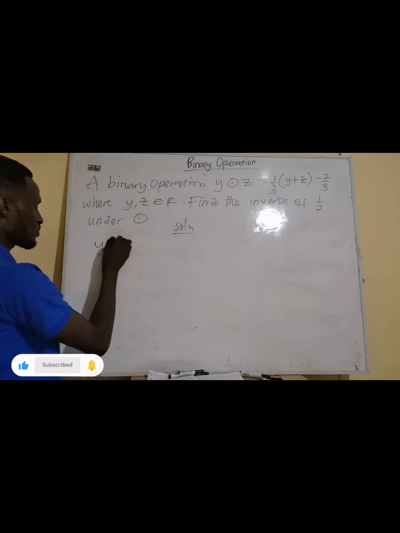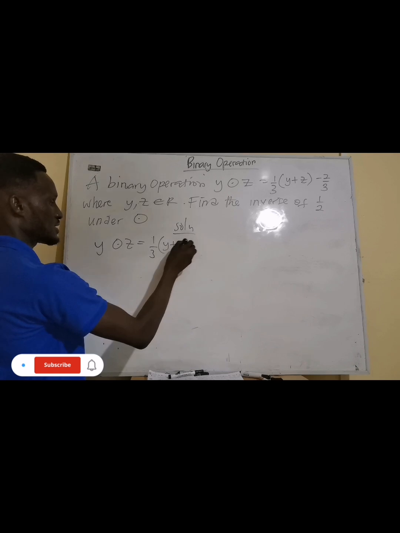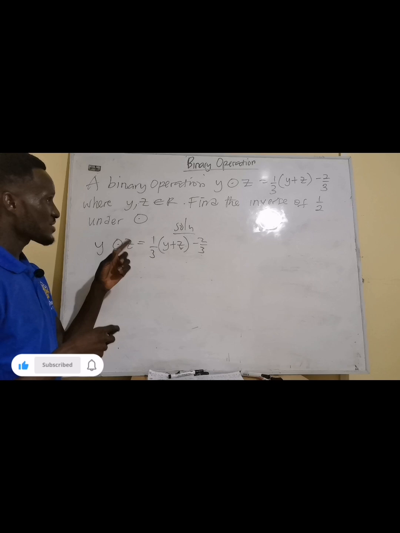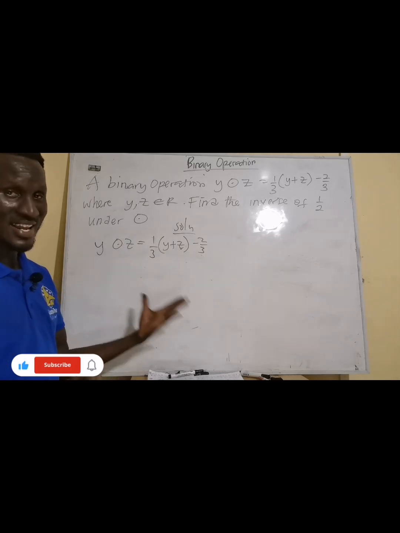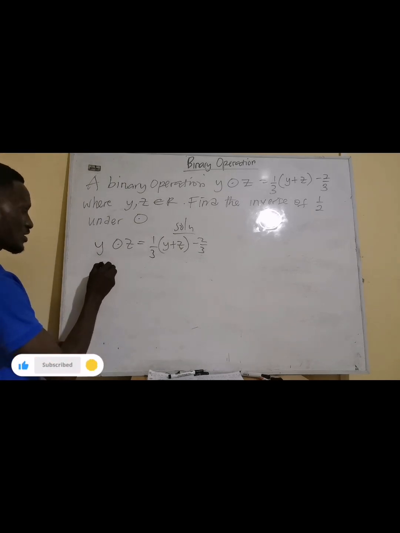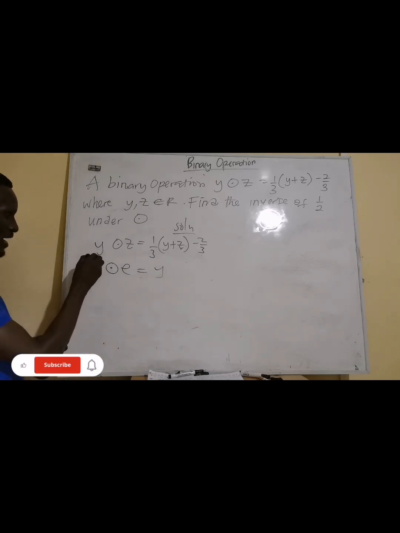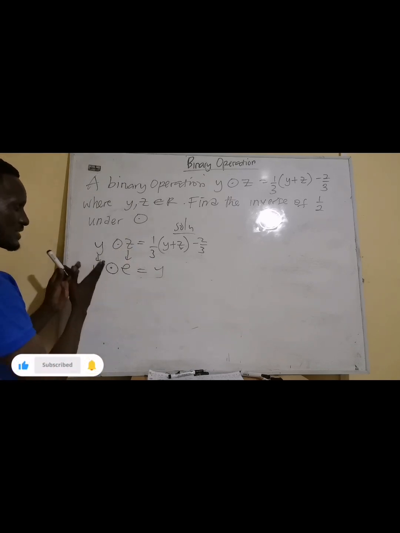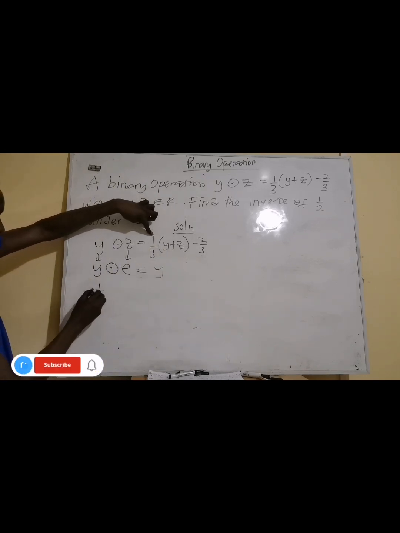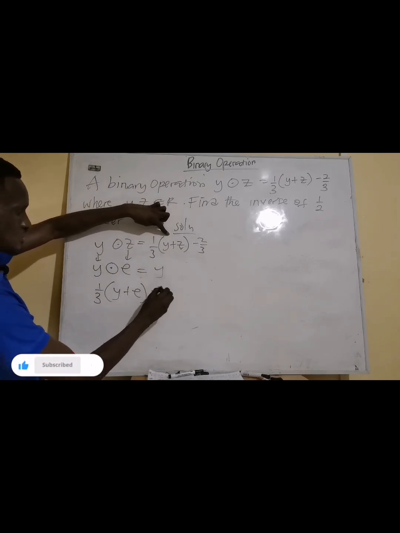So we have y operation circle dot z is equal to 1 out of 3 of y plus z minus 2 out of 3. Now, with this one, what we are supposed to do is to find the identity element. So I'm going to use e as the identity element. So I'll have y operating on the identity element supposed to give me y. When it happens like that, y is y, the z is e. Where I see y, I put y here. Where I see z, I put e here. So I will have 1 over 3, y is y, the z is e, so plus e minus 2 out of 3.